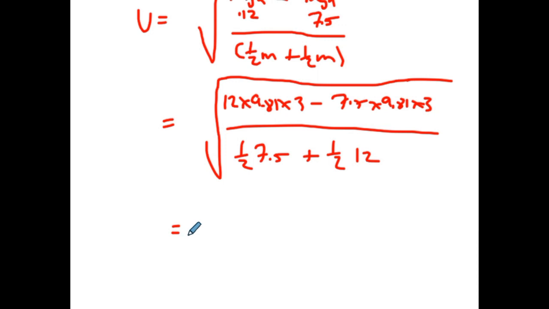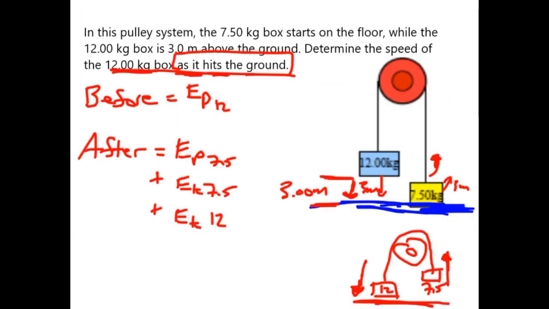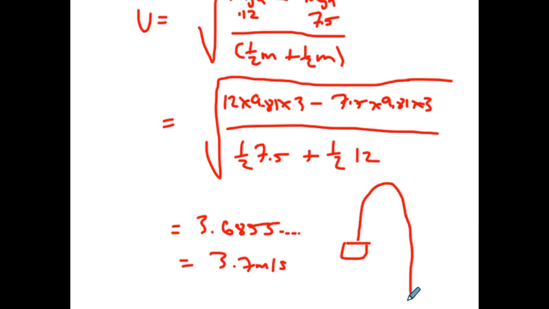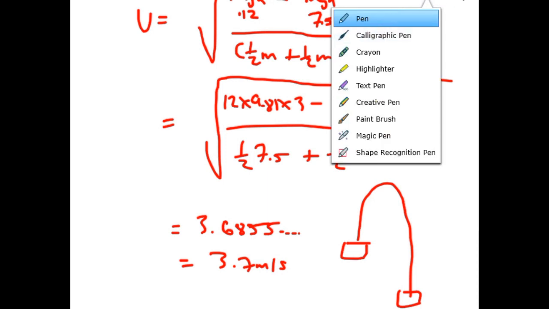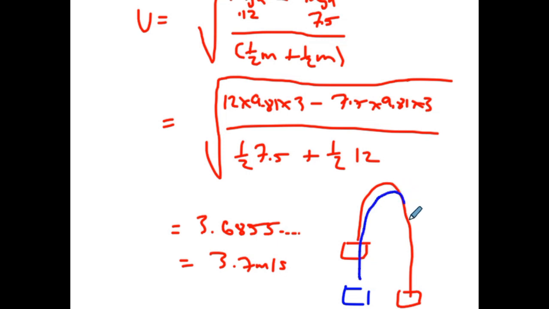Okay, as long as I didn't make any math errors, I ended up calculating 3.6855, etc. And as I look back at the number of sig digs I'm allowed to use, it looks like the 3 meters above the ground was actually 3.0, so I get 2 sig digs. So I'm going to call this 3.7 meters per second. Which means, if you can go back to that drawing there, that as this box was above the ground and this one was on the ground, as they traded places, now this box hit the ground, and this box is now in the air. It doesn't really matter how fast they're traveling.